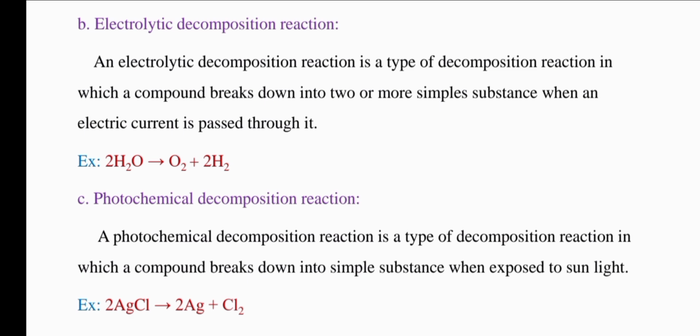Third one, photochemical decomposition reaction. A photochemical decomposition reaction is a type of decomposition reaction in which a compound breaks down into simple substances when exposed to sunlight. For example, when silver chloride is exposed to sunlight, it breaks down to form silver and chlorine.